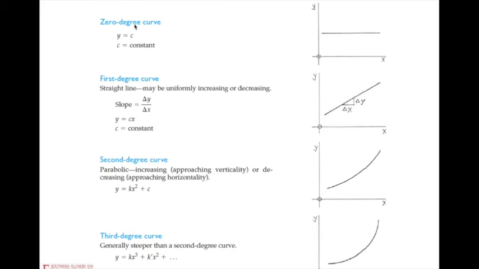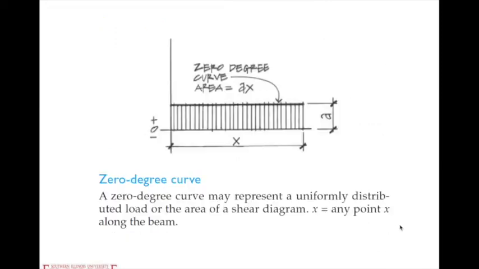They are divided by degree. The zero degree curve is y equal to c, this diagram. The first degree is the slope. The second degree is a parabola, like this one. And the third degree is the power of x to 3, a polynomial equation like this curve.